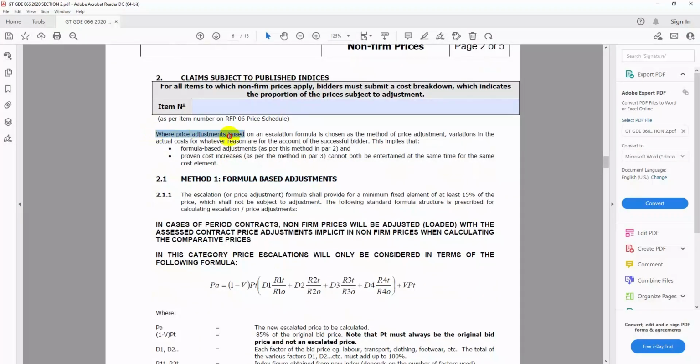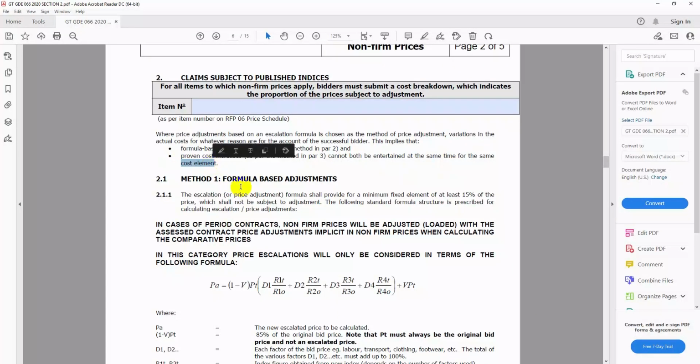So they are saying where price adjustment based on escalation formula is chosen as the method of price adjustment, variation in the actual cost for whatever reason are for the account of the successful bidder. This applies the formula based adjustment or the proven cost. So you can choose between this formula base, or you can choose between 2.1 and 2.2. We'll go to 2.2, and they are saying both of these methods cannot be entertained at the same time. So choose what is best for you.